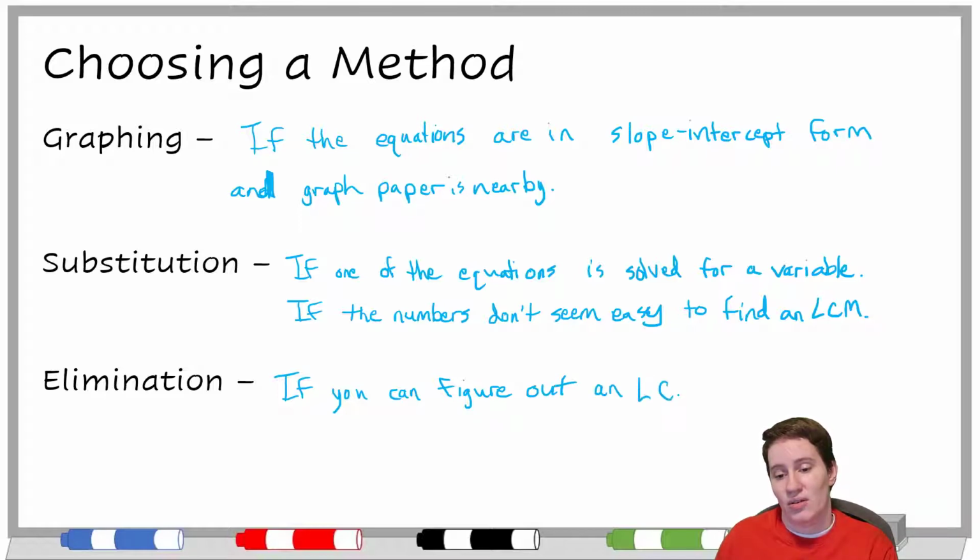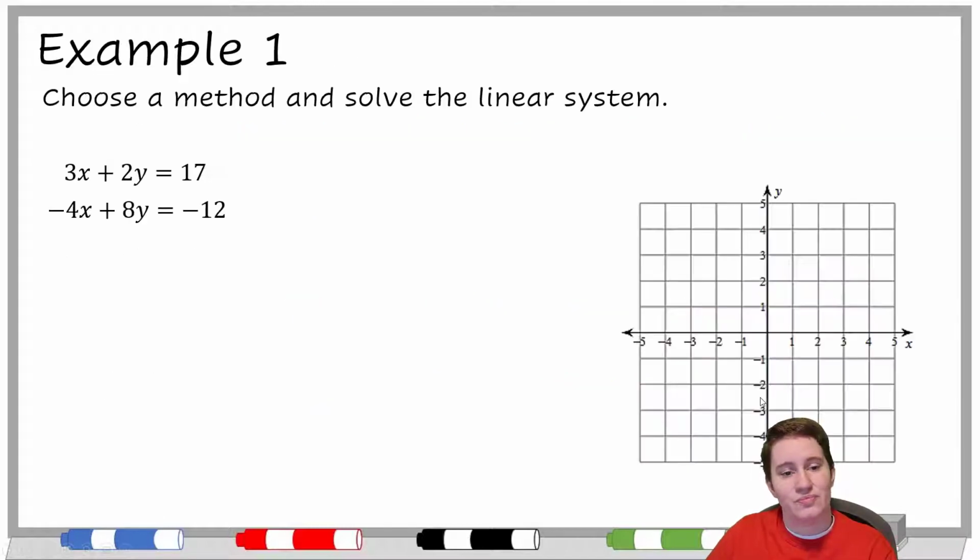Okay, so I've got three problems for us to look at that I have strategically created to make us want to do each of these three methods. And really my thought process is going to go, should we graph? Yes or no? If it's no, then should we substitute? Yes or no? If that's a no, then we'll eliminate. So it's kind of a process of elimination.